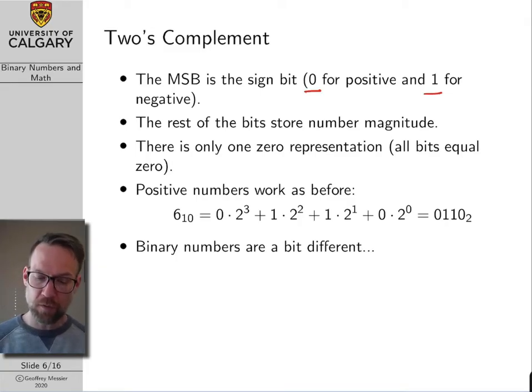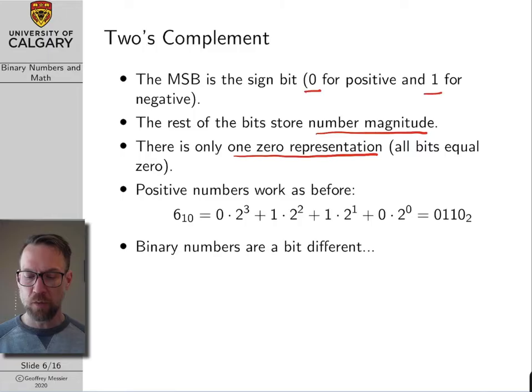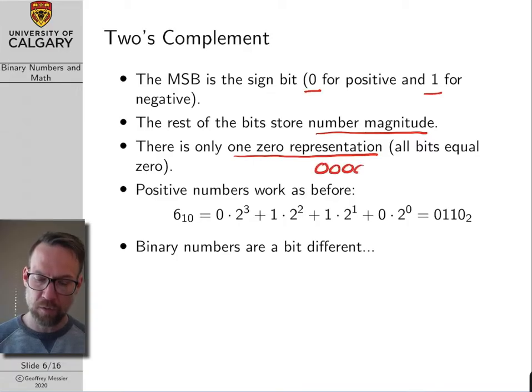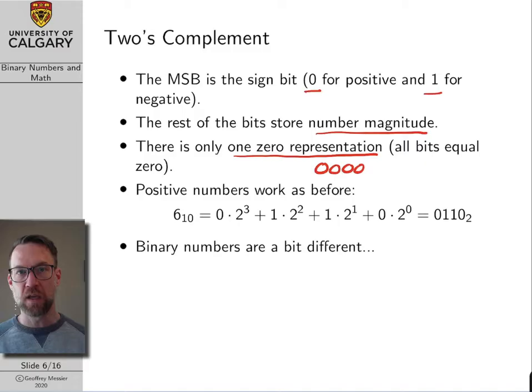The rest of the bits store the magnitude of the number. So that's also kind of the same, because in our 4-bit example in the previous slide, we had 1 sign bit and then 3 bits for magnitude. What's a little bit different is there is only one 0 representation, and that's when all of the bits are equal to 0. So if we have a 4-bit 2's complement number, then 0 is 0, 0, 0, 0. So there's no such thing as a positive 0 and a negative 0.